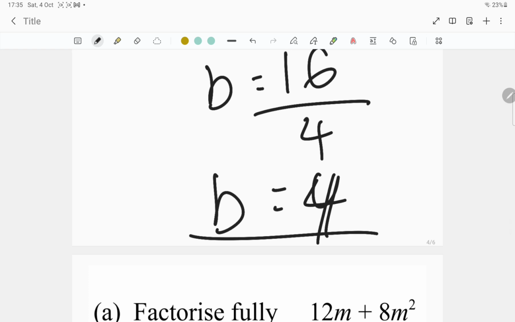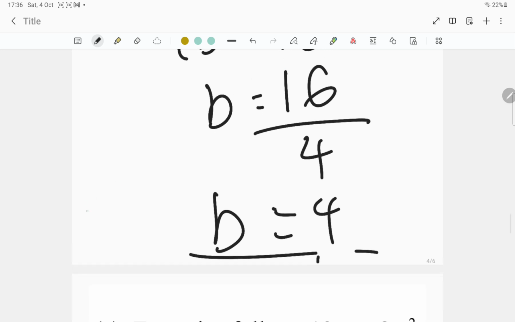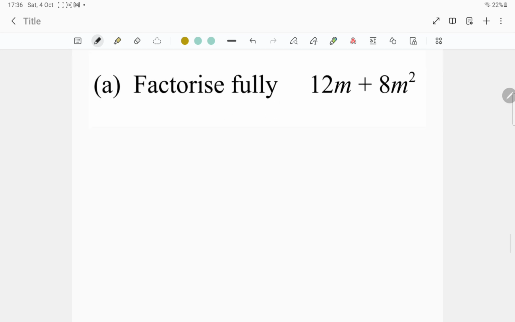So if you pause the video, please check your answer. It should be b equals 4. And it has to be set out. If you just write the answer is 4, no, you won't get the mark. You have to write b equals 4. Amazing stuff. Okay, well done if you got it correct.